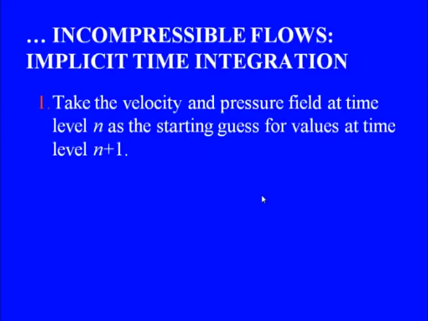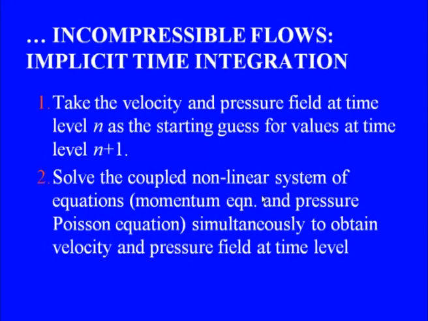The solution scheme is very obvious here. We take the velocity and pressure field at time level n as a starting guess for the values at time t n plus 1, and solve the coupled nonlinear system of equations, the momentum equation and the pressure Poisson equation, simultaneously to obtain the velocity and pressure field at the new time level. This pressure Poisson equation we already derived yesterday in the previous lecture. Okay, so that completes the algorithm part.